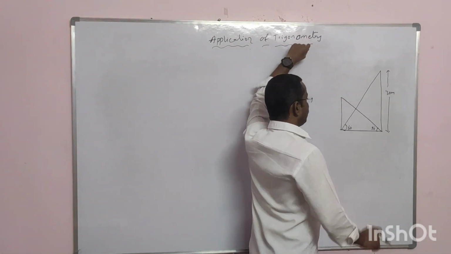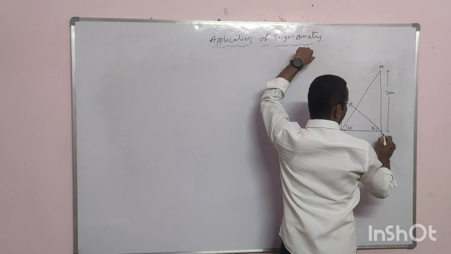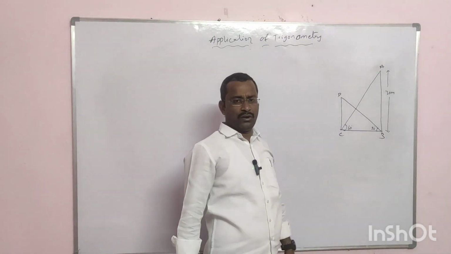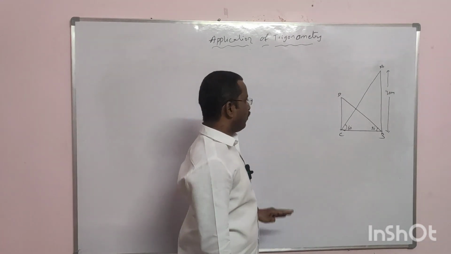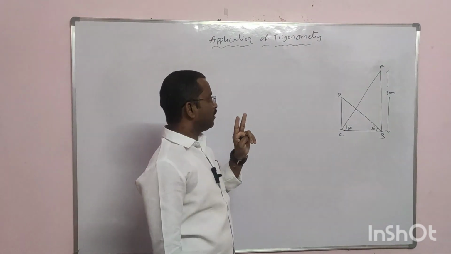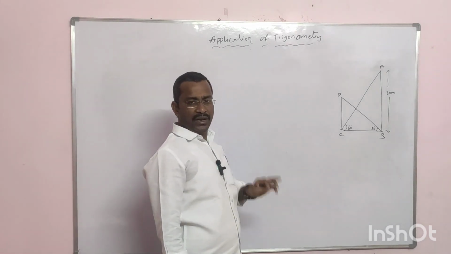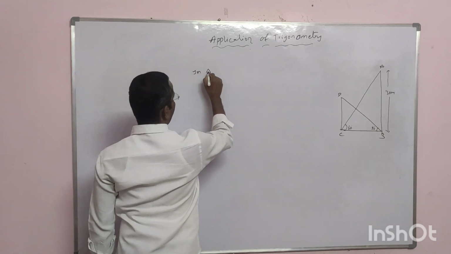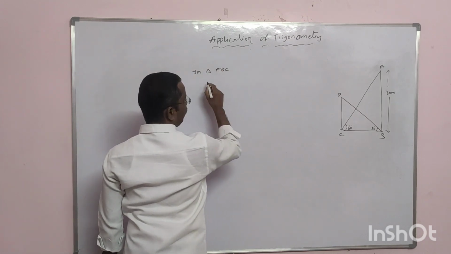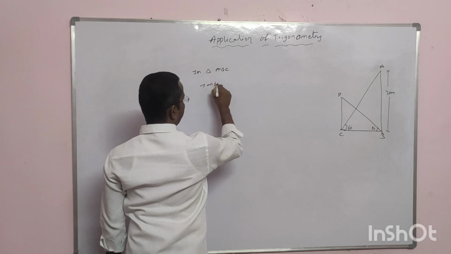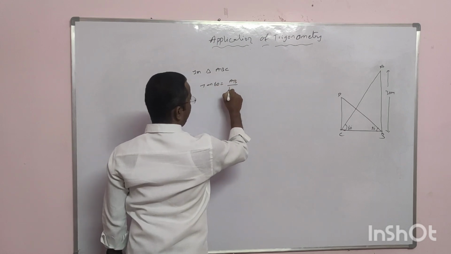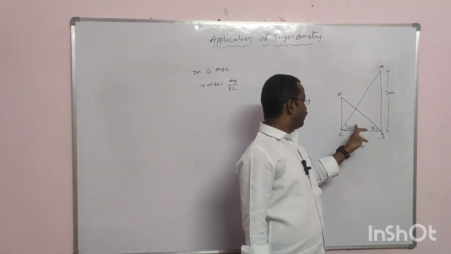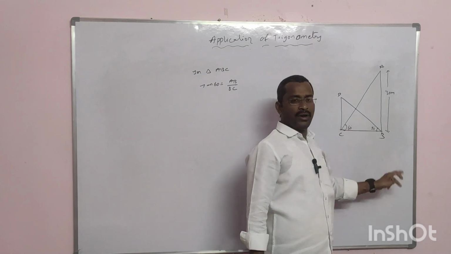What to do, sir? Let's name the points A, B, C, D. The heights are different here. As usual, there are two right angle triangles. What are they? ABC and BDC. Let's work in triangle ABC. Tan 60 is equal to AB by BC.